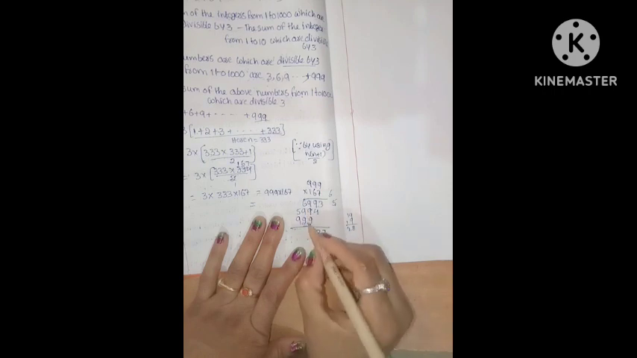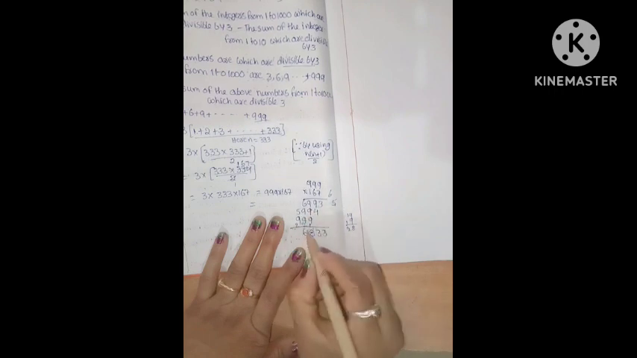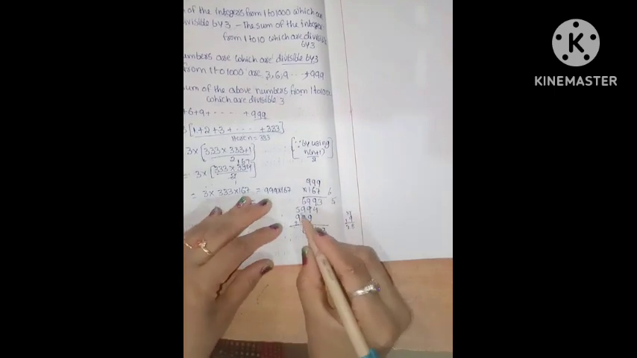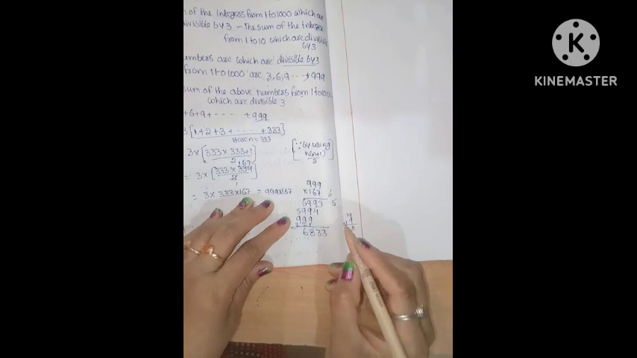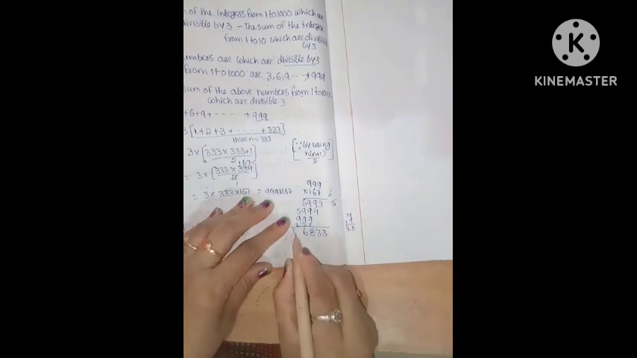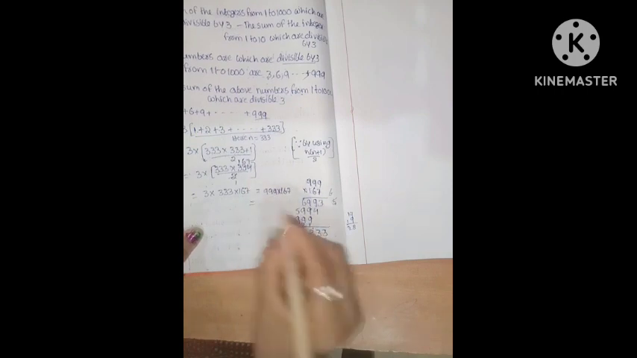Next, these all are only. 9 plus 9 is 18. 18 plus 2 is 20. 20 plus 6 is 26. Next, here it is 5 plus 2 is 7. 7 plus 9 is 60. Okay, this value, we will get this value.